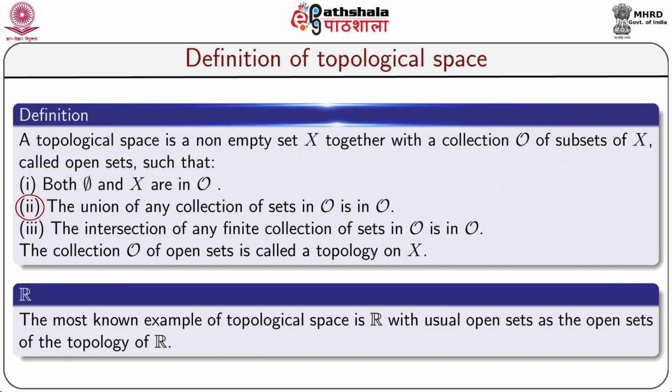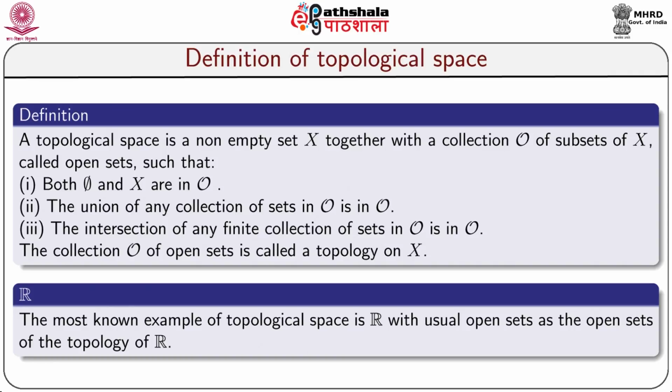Second one is O is closed under arbitrary union. Third one is O is closed under finite intersection. Then O will be called a topology on X, and X and O simultaneously will be called a topological space. From now we will avoid O and generally we call X a topological space.